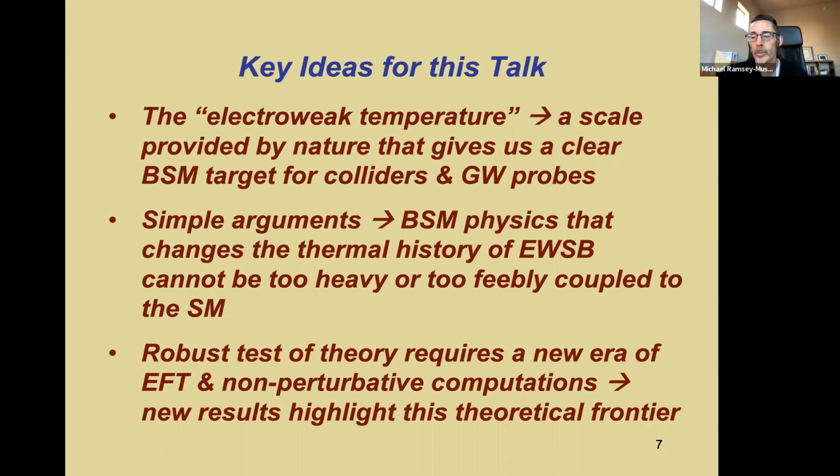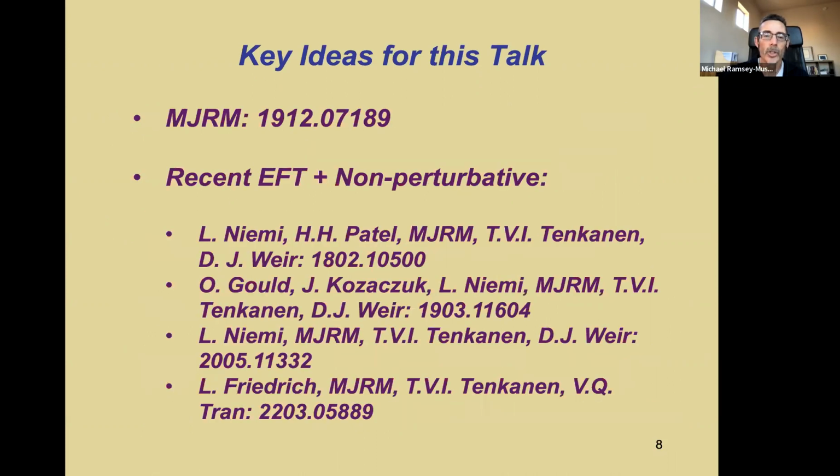The second point is that there are some really simple arguments, almost back of the envelope, that say any BSM physics that changes the thermal history of electroweak symmetry breaking from the standard model history can't be arbitrarily heavy with respect to the electroweak temperature or too weakly coupled to the standard model. And finally, to really flesh all this out and provide a robust confrontation of theory and experiment, there's a new era of calculations that need to be pursued, and I'll be talking about that. So the key ideas for this talk are contained in these papers here.